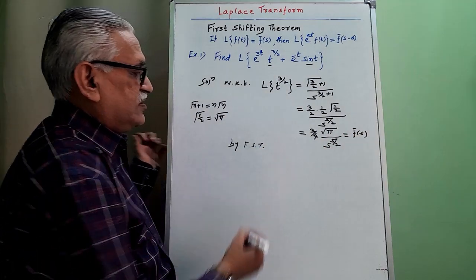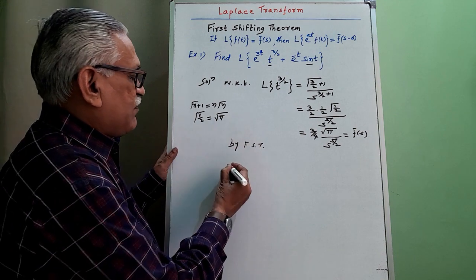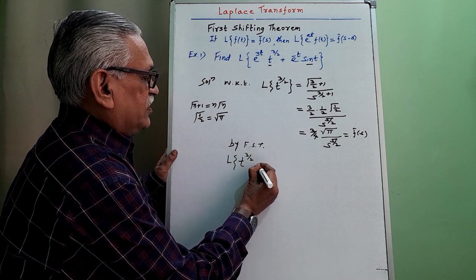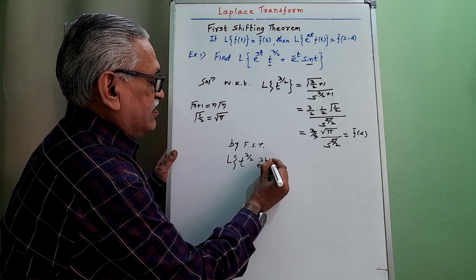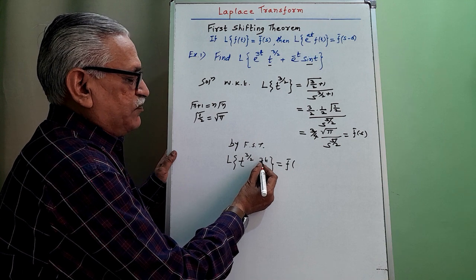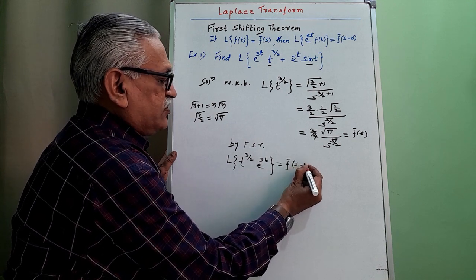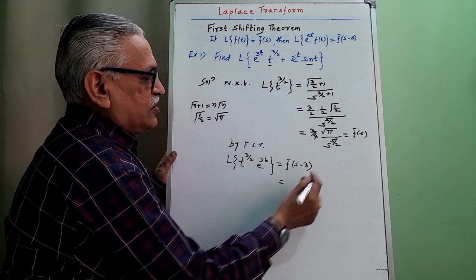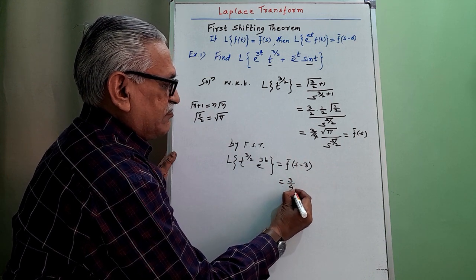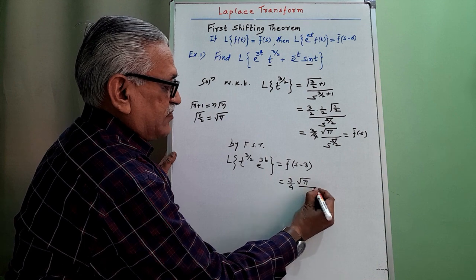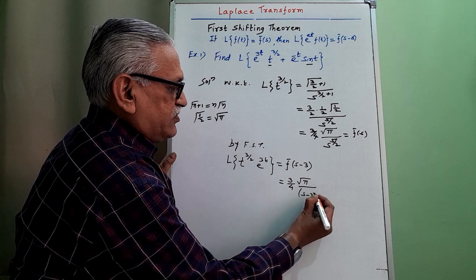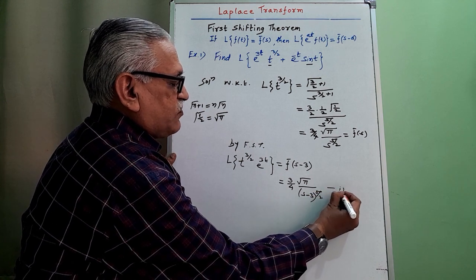That is the Laplace of t raised to 3 by 2. Then applying first shifting theorem, Laplace transform of t raised to 3 by 2 into e raised to 3t is, as per theorem, f bar of s minus a, where a is here 3. Therefore, replacing s by s minus 3, we get 3 by 4 root pi divided by s minus 3 raised to 5 by 2. We call this equation 1.